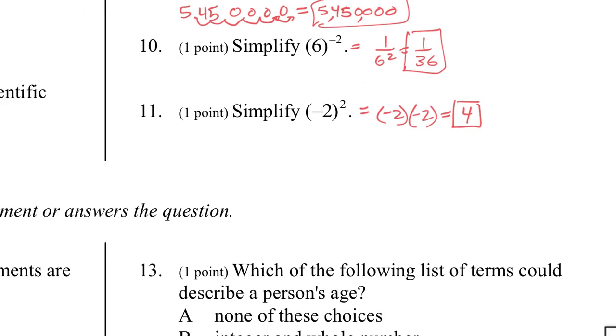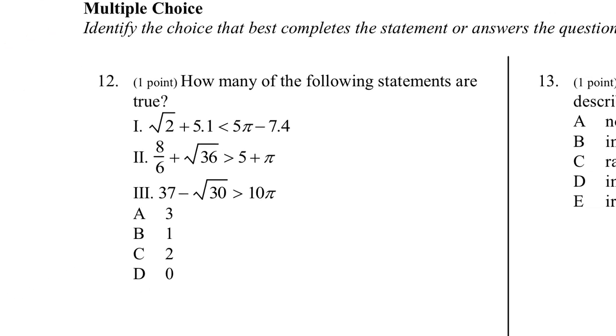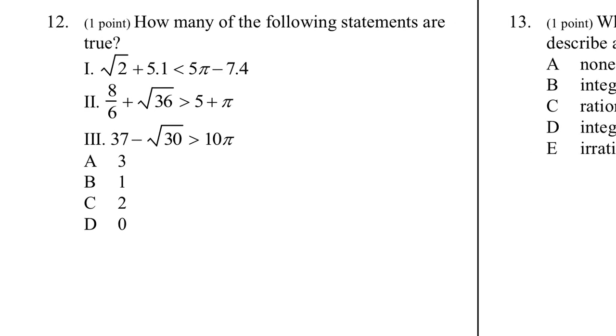And let's see, we need number 12. How many of the following statements are true? Without a calculator, too. Well, the square root of 2 plus 5.0. Well, I mean, what times itself is 2? It's between 1 and 2. You can call it 1.5. It's too high. 1.5 is too high.